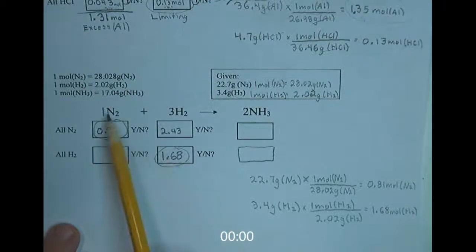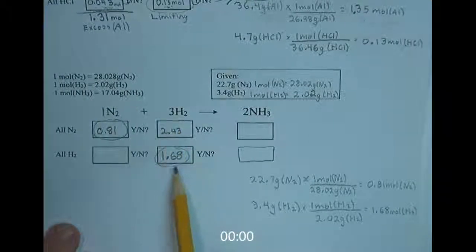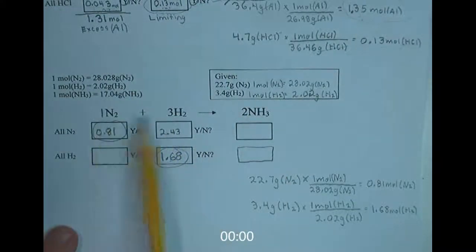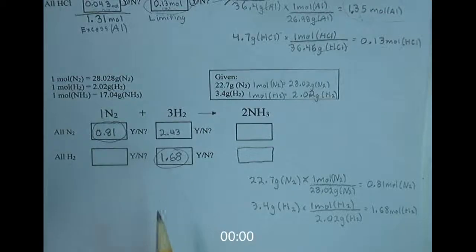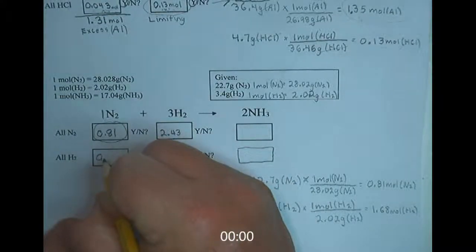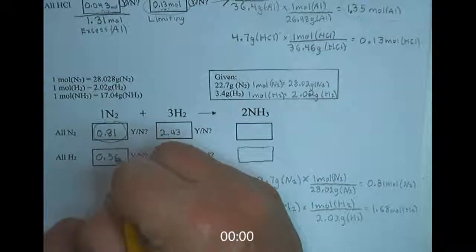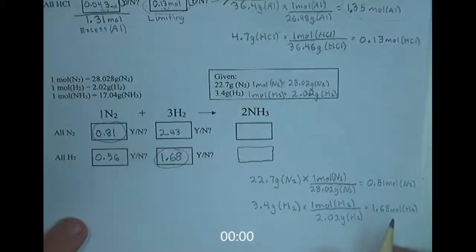I need 1/3 as many moles of nitrogen as I have of hydrogen. So if I have this much hydrogen, I'm going to need 1/3 that much nitrogen right there. Okay, again, you're just using the ratio of the coefficients in front of each of the reactants, and you just reduce those down to the lowest terms, which is 3-to-1 in this case. So 1.68 divided by 3 is going to give us 0.56. So in order to react all of the hydrogen, I'm going to need 0.56 moles of nitrogen. All right, so here we go.